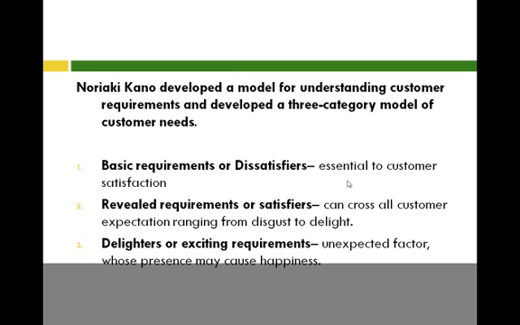So we have to, as an organization, try to figure out what our customers' basic requirements are, because we have to get those right. If we don't get those right, customers are really dissatisfied. The next type of requirement is the revealed requirements or satisfiers. Those are pretty straightforward. Those are typically spelled out by the customer. Those are usually the specifications that the customers give us. Could be blueprint tolerances, for example. If we get them right, the customer is satisfied. If we get them wrong, they're dissatisfied.